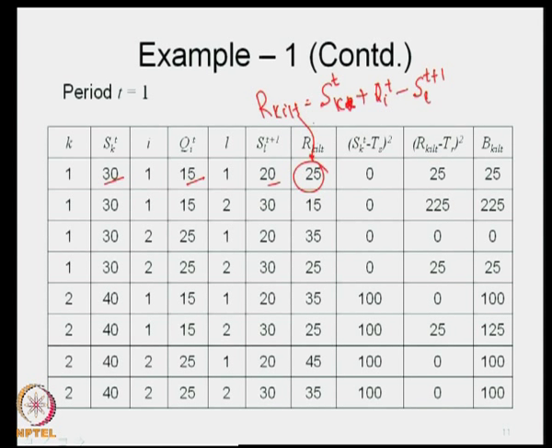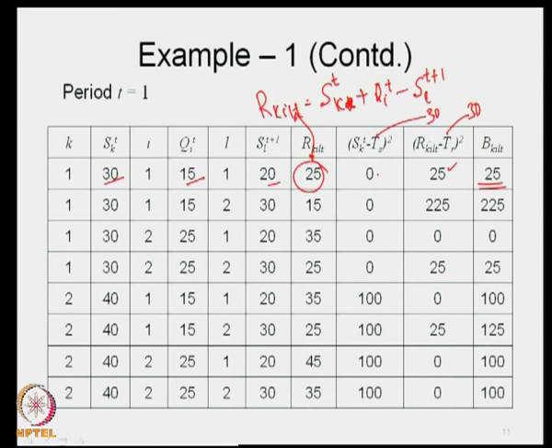So, this is 25. And then you calculate these two terms separately: SKT minus TS, where TS is 30 and TR is 30. So, SKT, which is 30, 30 minus 30 whole square is 0. RKILT is 25, 25 minus 30, that is minus 5 whole square, that is 25, and BKILT is the sum of these two, which is 25. Then you change k is equal to 1, I is equal to 1, L becomes 2 now. So, for this you calculate again.